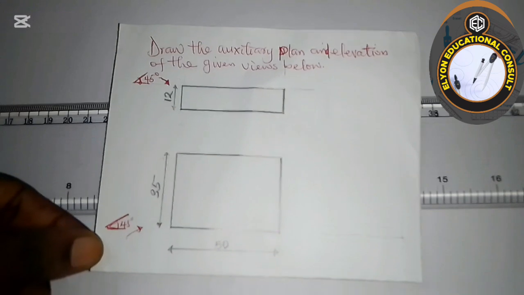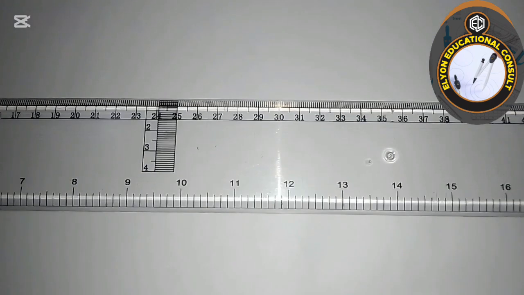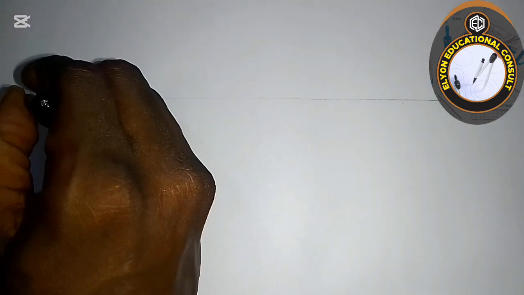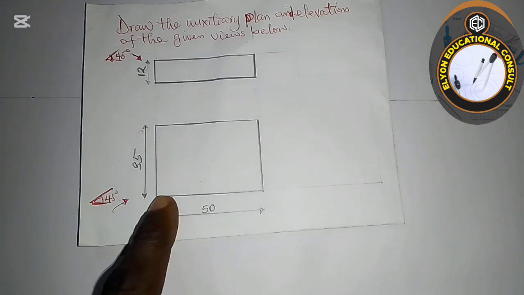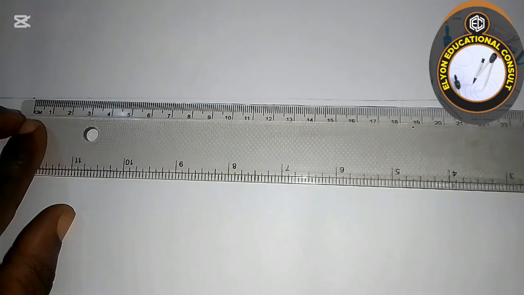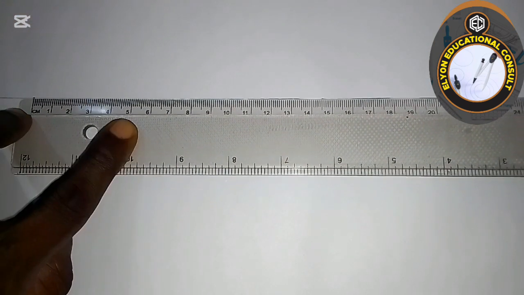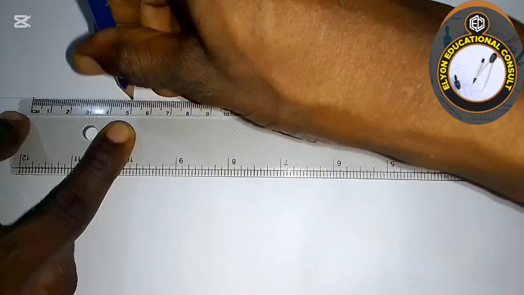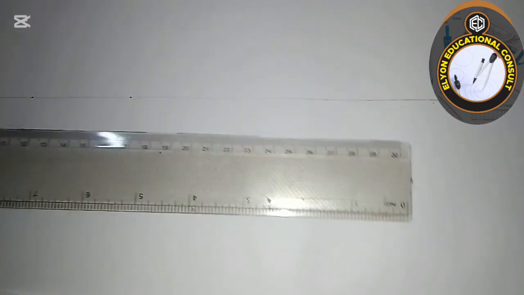The first thing I'm going to do is produce a baseline with a thin line that way. So choose a point where I'm going to be starting from, and we are told that this side is 50. That means this also is 50. Don't forget, this is the elevation, this is the plan. So I will put in my 50 now. Okay, so this is 50. All right, so we have that now.